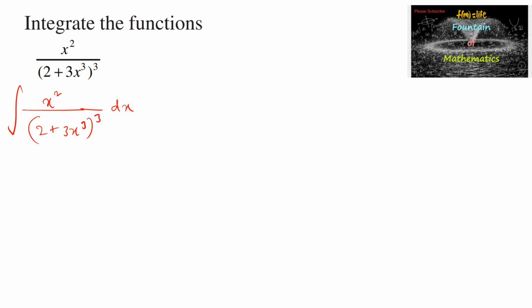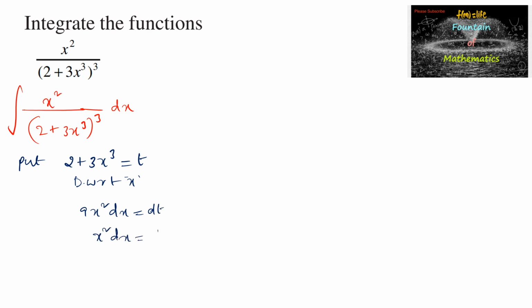Let us substitute here 2 plus 3 x power 3 is equal to t. On differentiating with respect to x, we have 9x square dx is equal to dt, or we can write x square dx is equal to 1 by 9 dt, so that we can replace x square dx as 1 by 9 dt and 2 plus 3x cube as t.